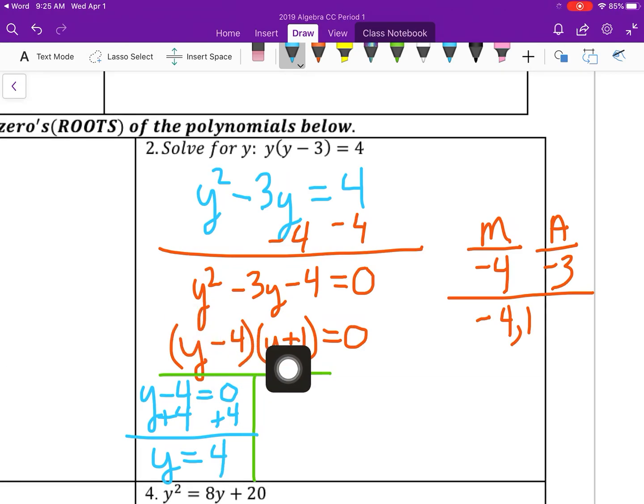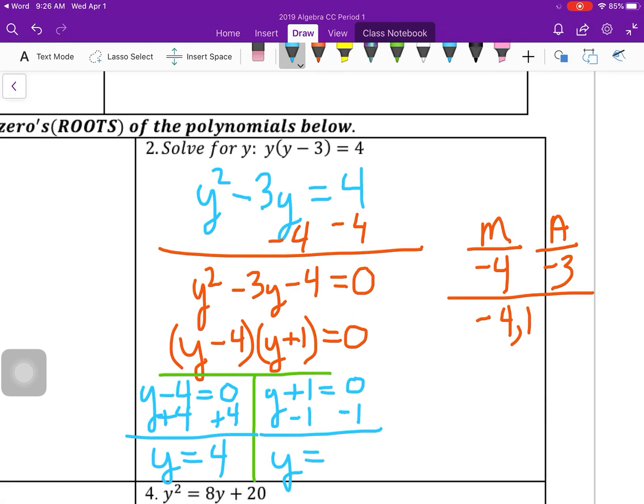Well, what would make this one equal to 0? What makes that factor equal to 0? Well, if y plus 1 equals 0, then y would be equal to -1. Those are our two solutions, and that's how you solve these factorable quadratic equations.